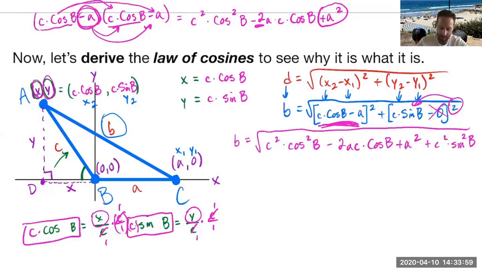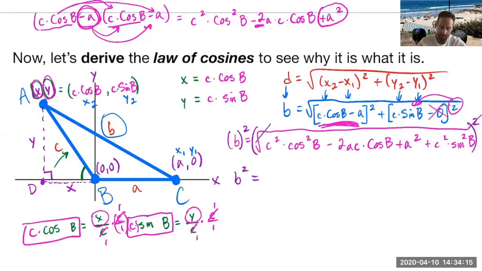Now, writing that big old nasty long square root is kind of laborsome, and I don't want to do it anymore. So what we're going to do to get rid of that is we're actually going to just take and square both sides so that we don't have to write that anymore. So now I got b squared equals, and I can get rid of the square root.